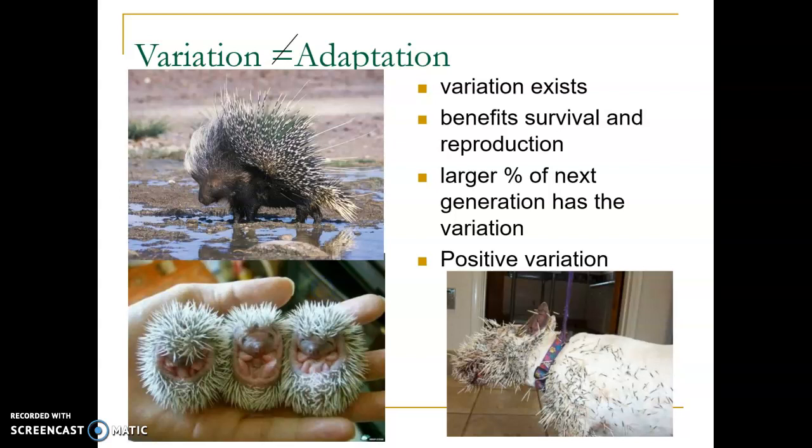Again, the adaptation has to match the environment. Not all variations, though, are adaptations. We know that variation exists within a species. If we look at humans, we're different heights, we're different speeds when running, and some of us digest different foods better. For something to be an adaptation, like we said on the previous slide and what Darwin would say, it has to benefit survival and reproduction so that a larger percentage of the next generation would inherit that particular trait. So you might think of an adaptation as a positive variation.